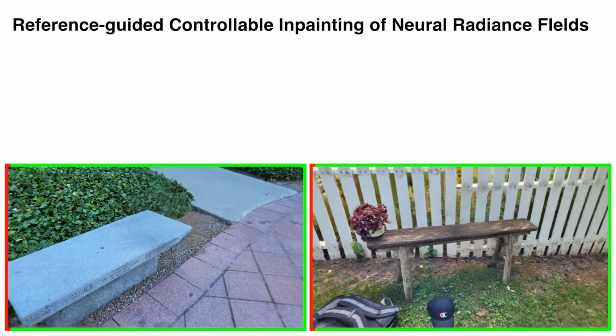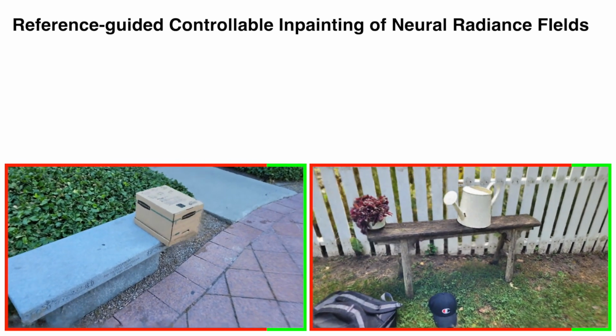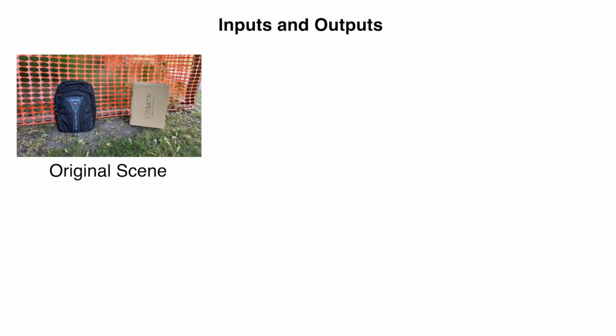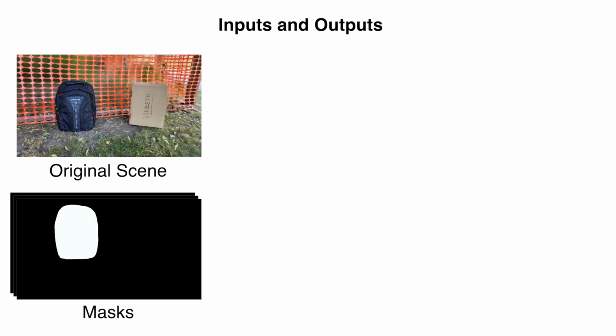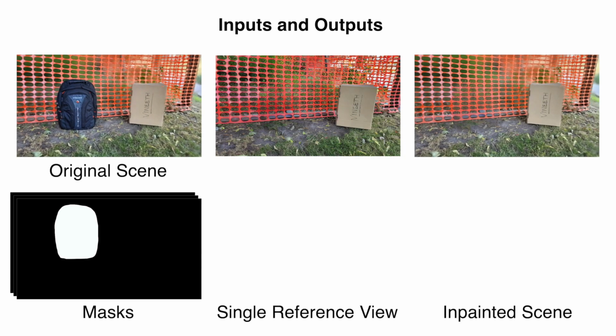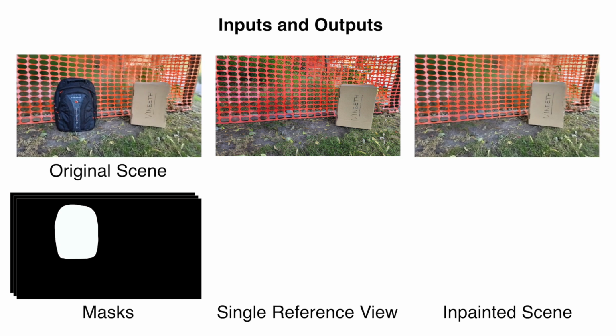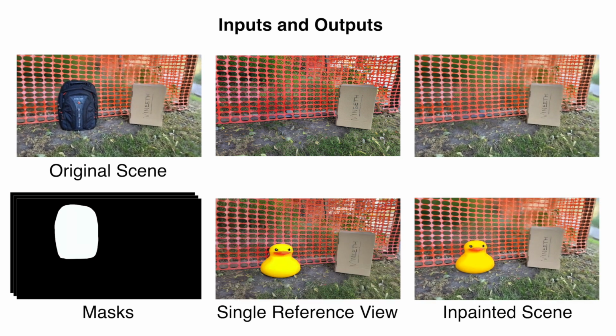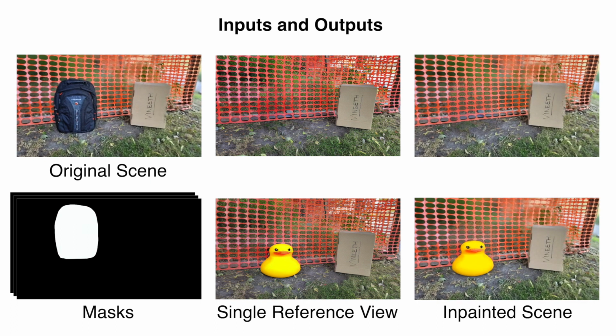We present reference-guided controllable inpainting of neural radiance fields. To inpaint a NeRF scene, in addition to the conventional NeRF inputs and the mask of the unwanted object, we ask the user to provide a single inpainted view of the scene, which we call the reference view. The reference view provides guidance for the generation of the inpainted scene. Users have control over the generated scene by changing the single reference view.